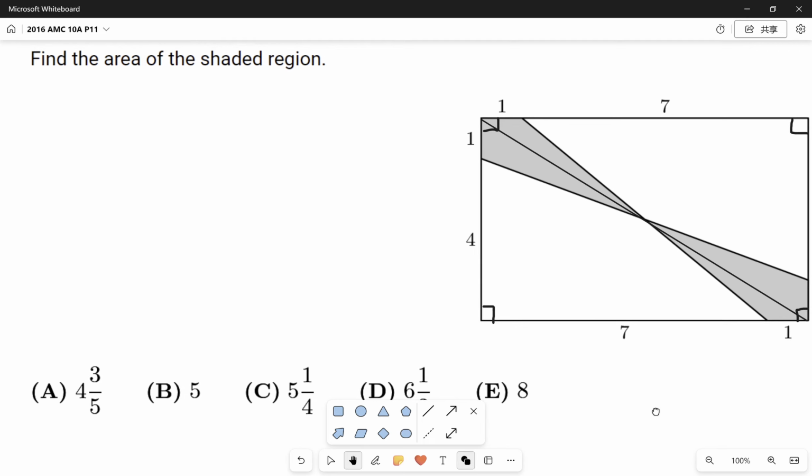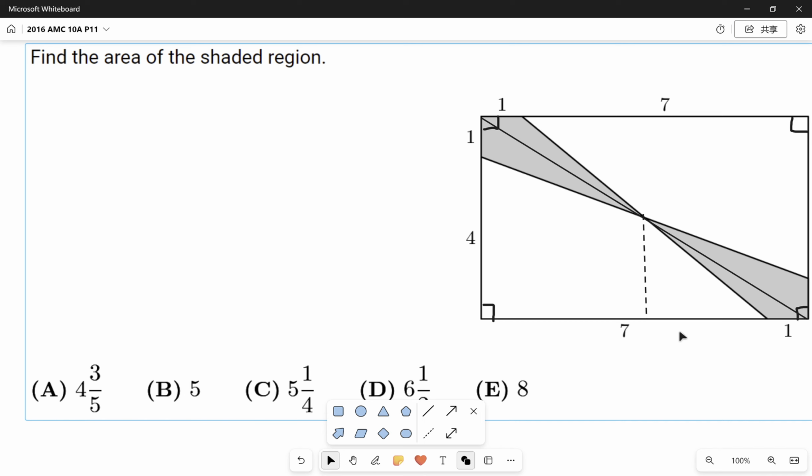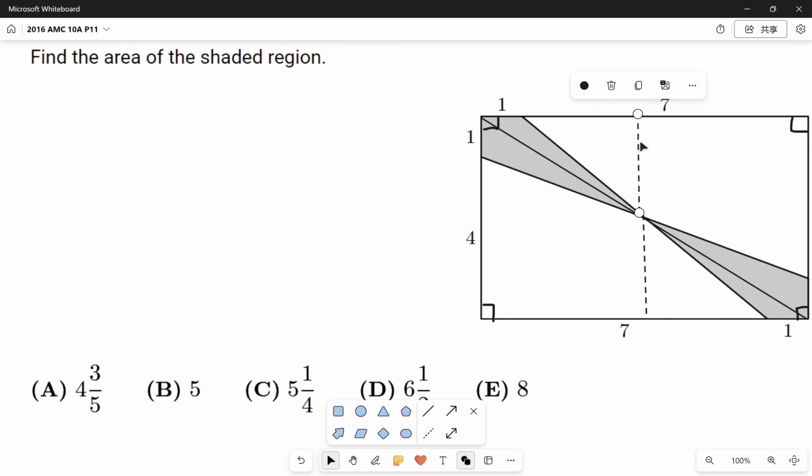So we draw this line and we have four smaller triangles. Right now we're going to try to figure out the area of these two triangles first. So we draw the height and we draw the altitudes. I'm just going to use a dashed line. So this is the altitude here. And for the tall triangle, this is the altitude here.